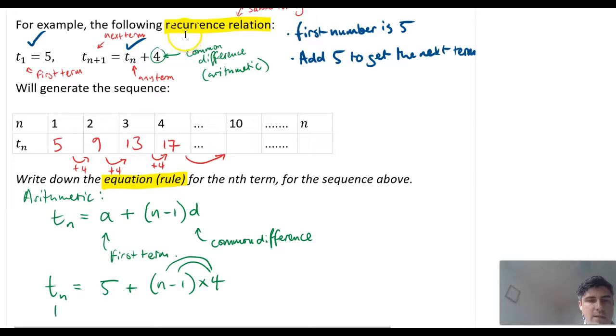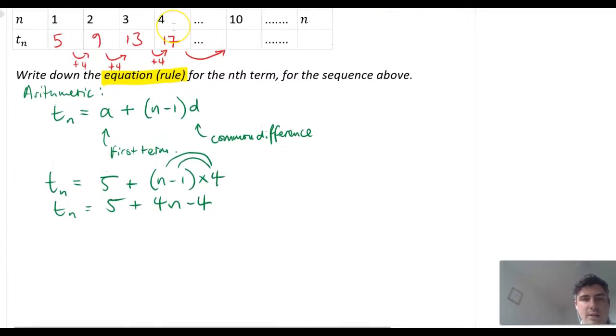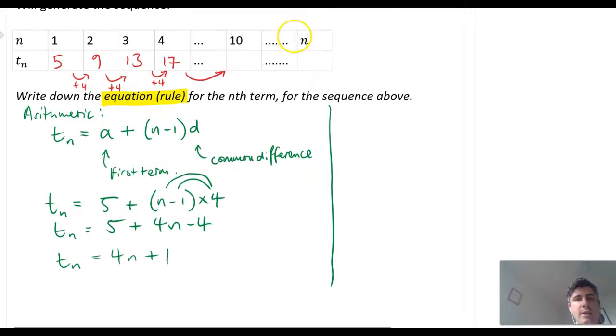And I'm going to get Tn equals 5 plus 4n minus 4. Okay, if I then put those together, collecting the like terms, 5 and negative 4 make positive 1. So I'm going to get 4n plus 1. Now, that's a bit of algebra for you, but in simple terms, what that equation is doing is allowing us to find the 10th term.